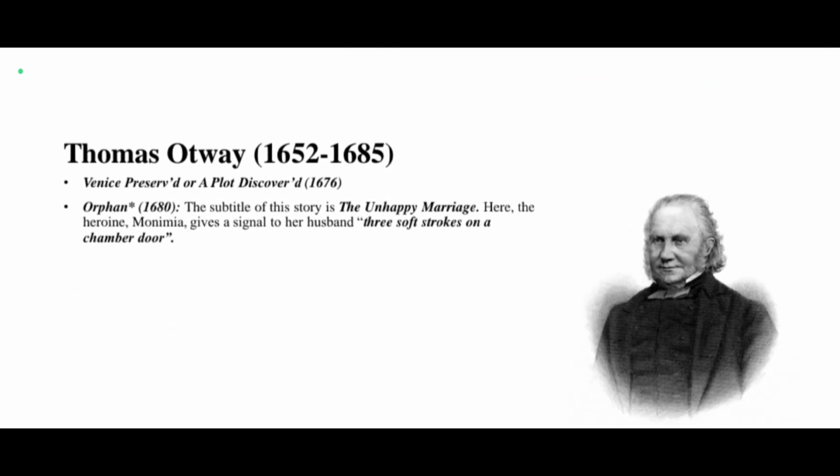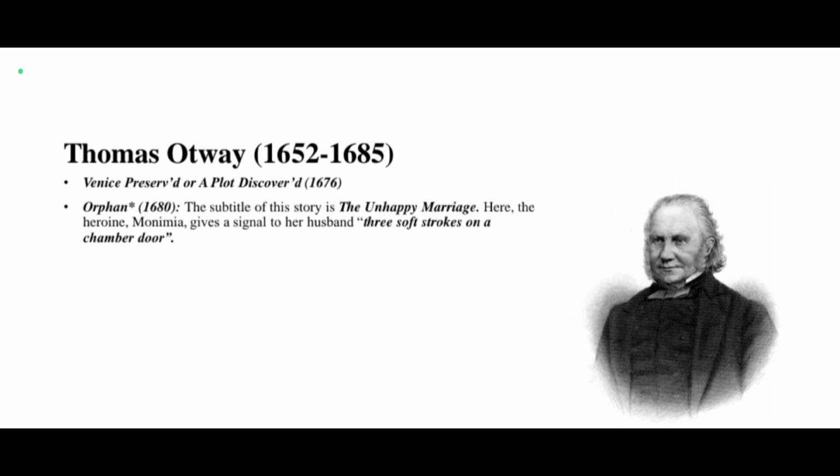So next we have Thomas Otway, who was born in 1652 and died in 1685. He has written a work, Venice Preserved, or A Plot Discovered, which was published in 1676. Next he has written Orphan, which was published in 1680. It is an important work and you can go through the summary of this work.